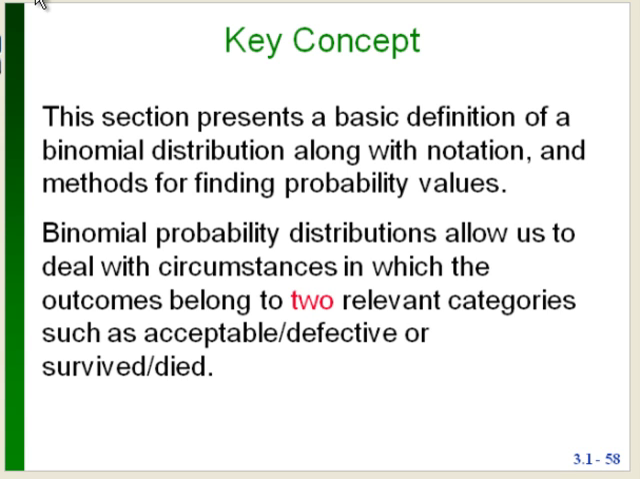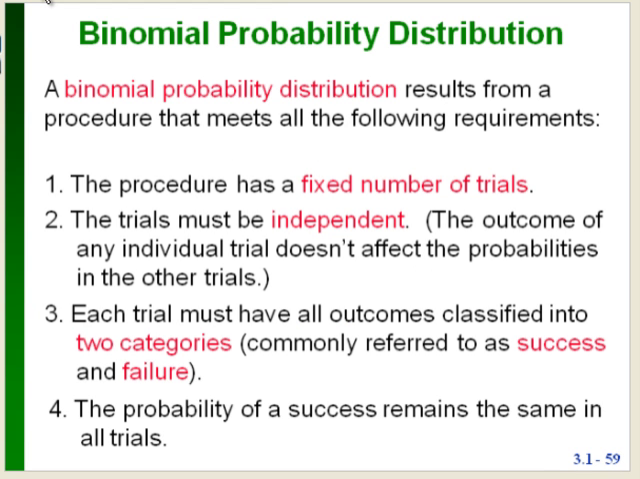Now we're going to talk about binomial probability distributions. These are when we only have two relevant categories, something like yes or no, acceptable or defective, or survived or died. This is when we only have two possible outcomes.